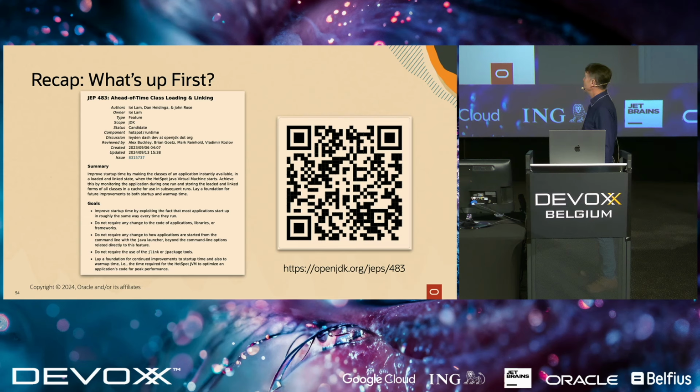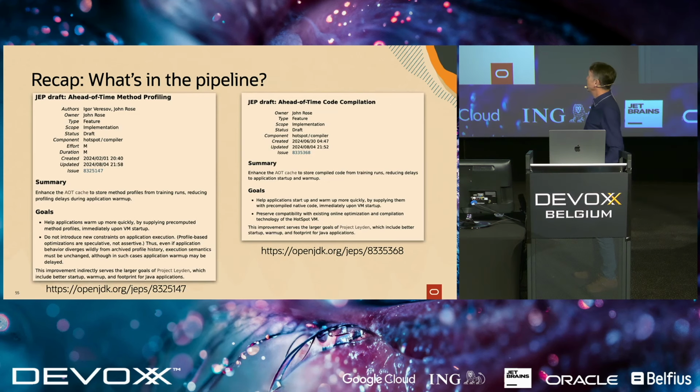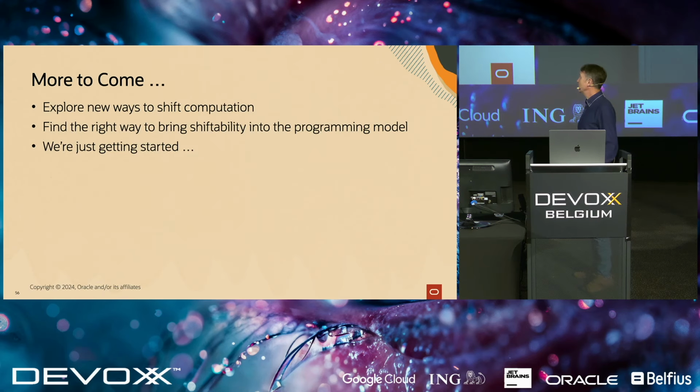So a little bit of recap, what's up first? We have JEP 483, which will come real soon. And then a follow-up where we can store profiling and ahead-of-time compilation to increase the warmth when we start our application. And we are looking to do more things. We talked about new ways to bring shiftability into the programming model using stable values, for example. And we have more of this.